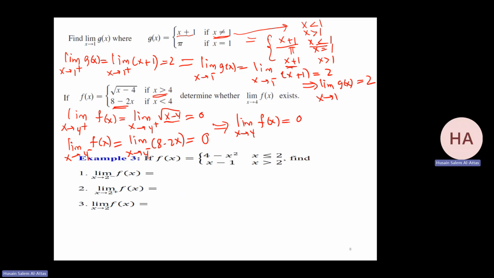Another problem, quickly. 2 from the left, so I am here. So I take this limit of 4 minus x squared. That will be 4 minus 4, 0. The right will be here, so I have x minus 1. That will be 1. So what will be the limit as x goes to 2? It does not exist, because the right is not equal to the left.